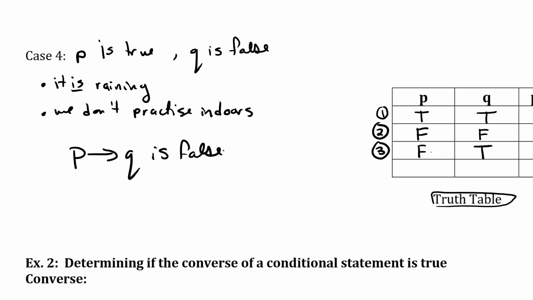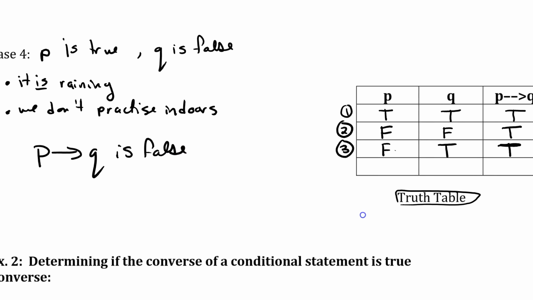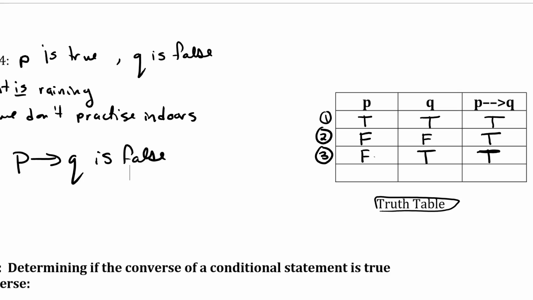Because the only rule we made up was that if it's raining, we practice indoors. But if it is raining and we don't practice indoors, that means that the conditional statement is false. So if we have a true hypothesis and a false conclusion, that's the only way for a conditional statement to be false.